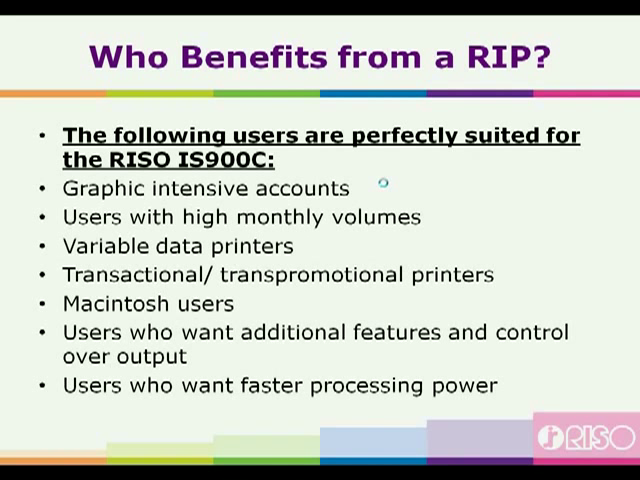In the next slide, who really benefits from a Postscript RIP? Below is a list of users who are perfectly suited for the RISO IS900C. Whether you're a graphic intensive account using programs such as InDesign, Photoshop, Quark, just to name a few, users with high monthly volumes, variable data printers, transactional and transformational printers, those may be printers that are using programs such as Objective Loon, Planner Press, Direct Smile, Mac users, as we had included in our previous slide with the two different examples of output, users who want additional features and control over output, and also users who simply want faster processing power.